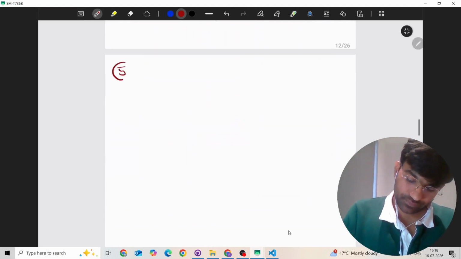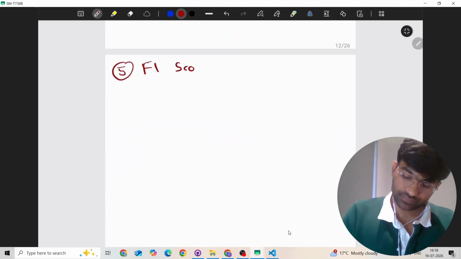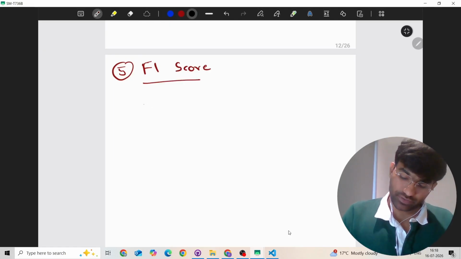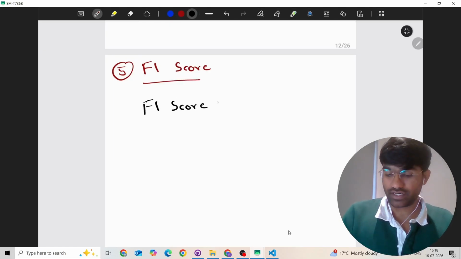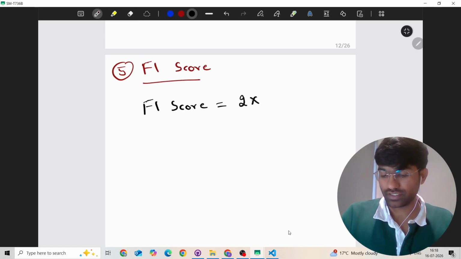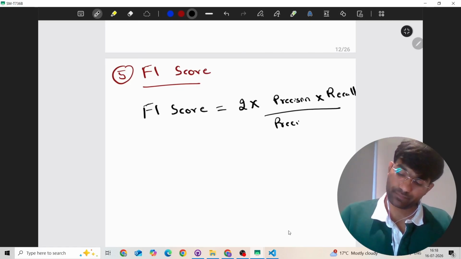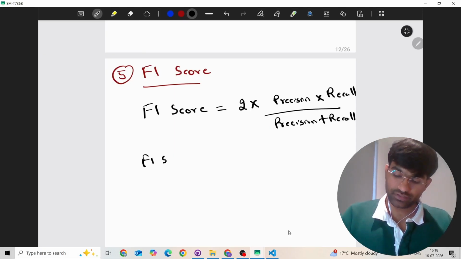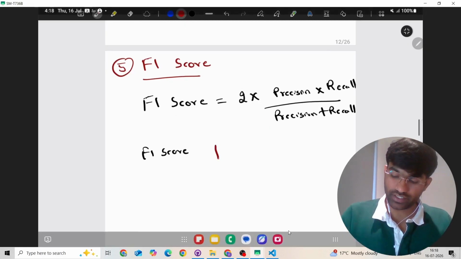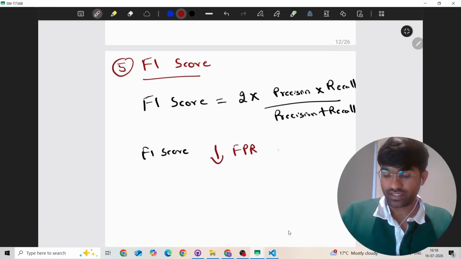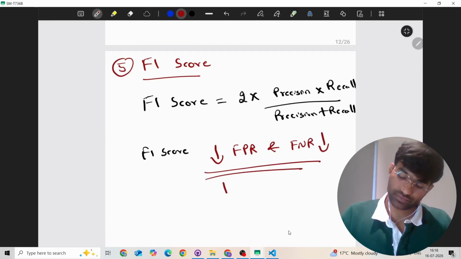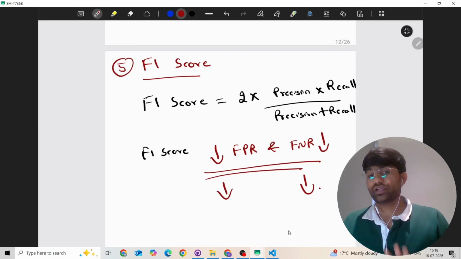Next is F1 score. F1 score is a combination of both precision and recall, because the formula is 2 multiplied by precision into recall divided by precision plus recall. F1 score is used when you want to reduce both the false positive rate and the false negative rate. When you want to reduce both, you should go for F1 score.